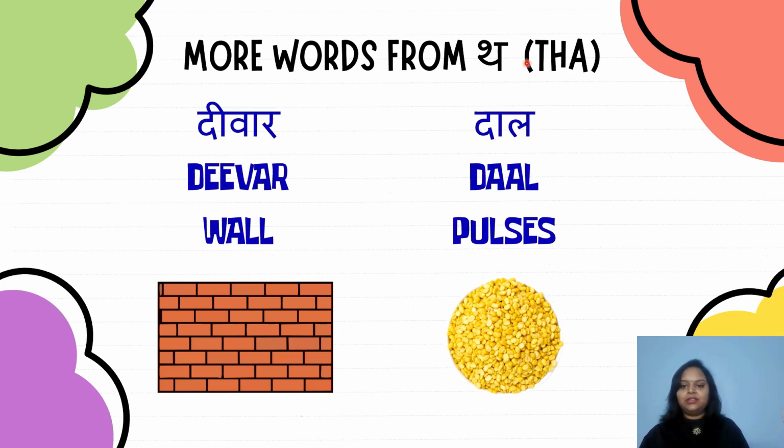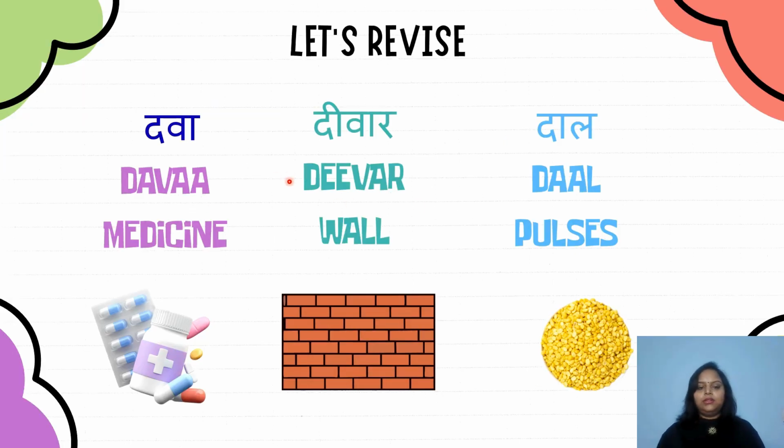Oh, I made a slide writing mistake. Please ignore it. So we are learning words from da. So diwar, that is called wall, and dal, that is called pulses. So the words starting from da are dawa, diwar, and dal, that is pulses. Very good.